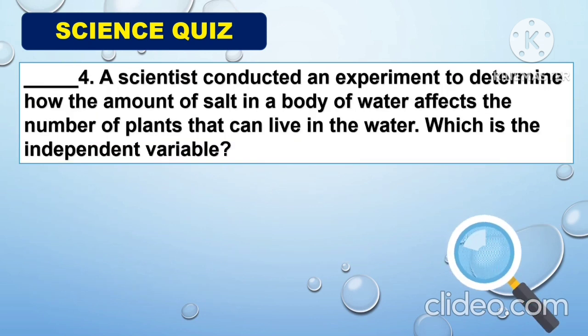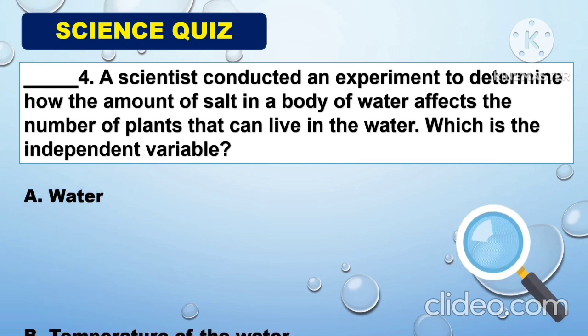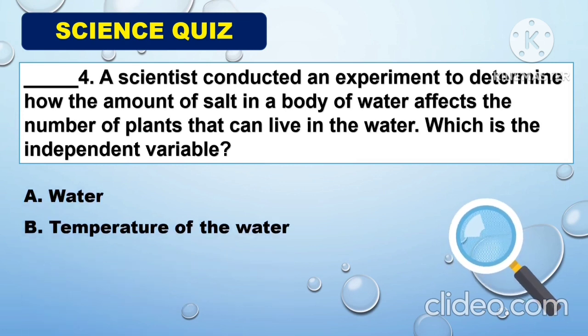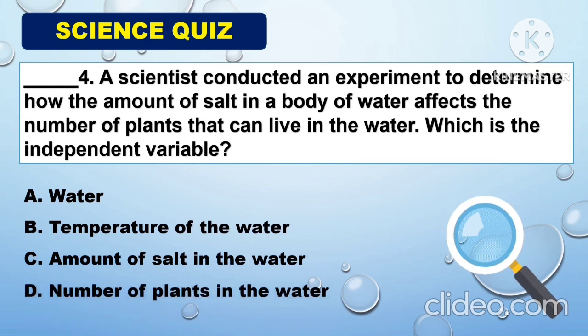Number 4. A scientist conducted an experiment to determine how the amount of salt in a body of water affects the number of plants that can live in the water. Which is the independent variable? Letter A, water. Letter B, temperature of water. Letter C, the amount of salt in the water. And letter D, number of plants in the water. The answer is letter C.